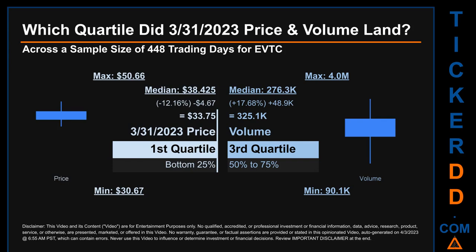Descriptively, EVTC has a median price of $38.425. Therefore, March 31, 2023 price was lower from that middle marker by 12.16%. The day's volume of 325.1 thousand was more than the median by 17.68%.